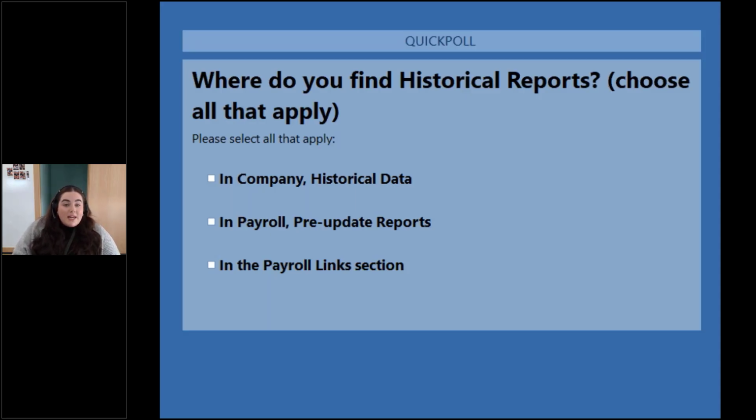Is it in company and historical data? Is it in payroll and pre-update reports? Or is it in the payroll links section? So choose all that apply. Where do you find historical reports? Great, I can see those answers coming in now. Another 20 seconds or so. So where do you find them? Is it in company and historical data, payroll and pre-update reports, or the payroll links section?